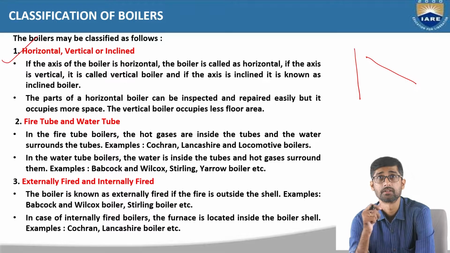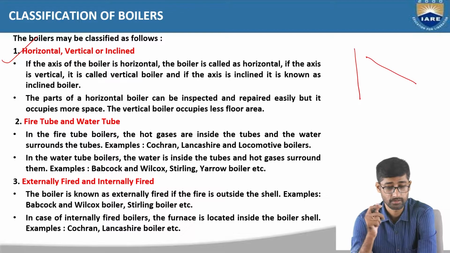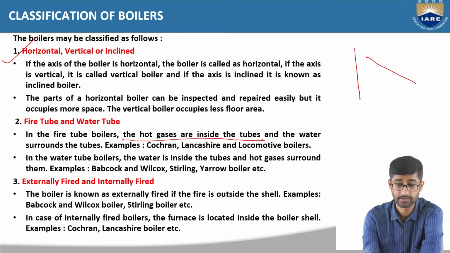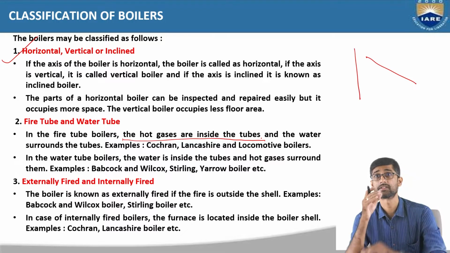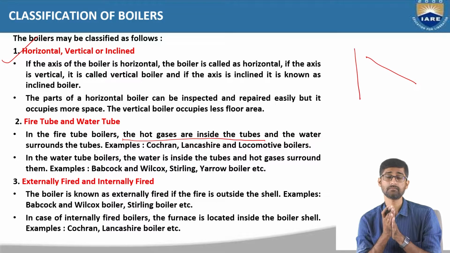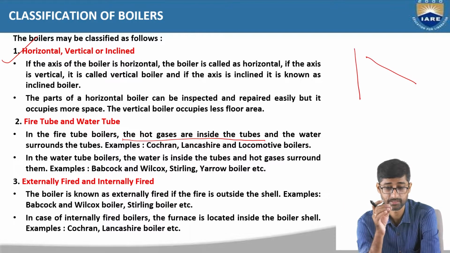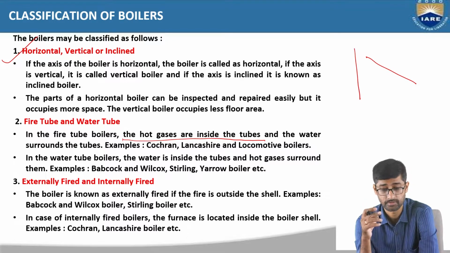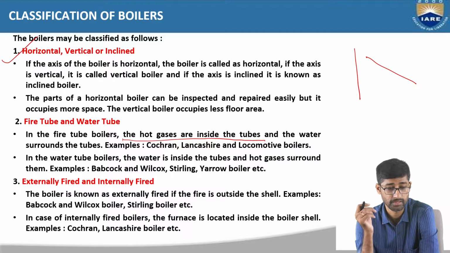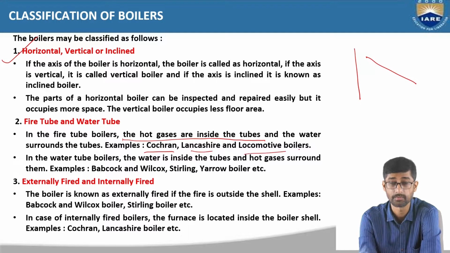The second one is fire tube and water tube boilers. In fire tube boilers, the hot gases are inside the tubes. If you see boilers like the Cochran boiler or locomotive boilers, there are tubes inside, and water surrounding the tubes, right? If hot gases are flowing inside the tubes and outside the tubes is surrounded by water, then it is called a fire tube boiler. For example, the Cochran boiler, Lancashire boiler, and locomotive boilers.